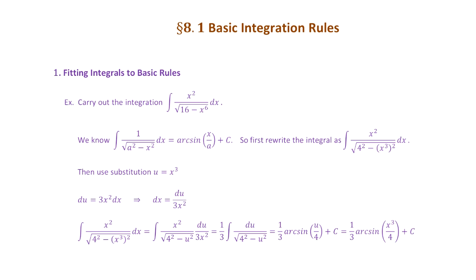And it's not complete yet. You need to come back to the original variable x. So u is just x cubed as a substitution. So just replace u back with x cubed, and you get 1/3 arcsine of x cubed over 4 plus c. Okay, this is an indefinite integral. You got to see it in here. Any questions for this particular problem?